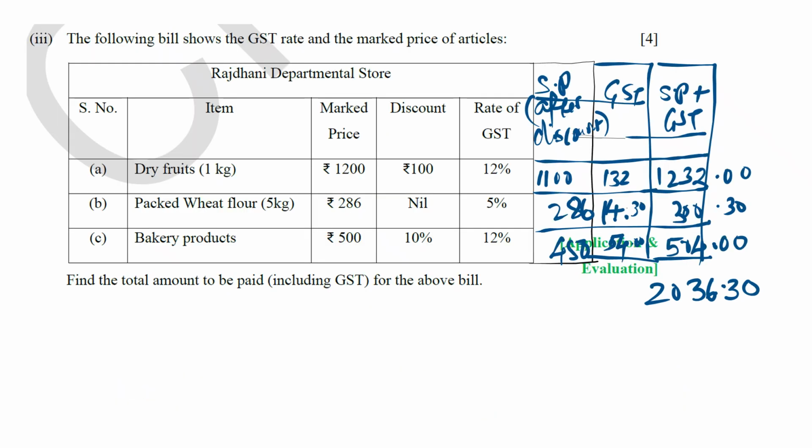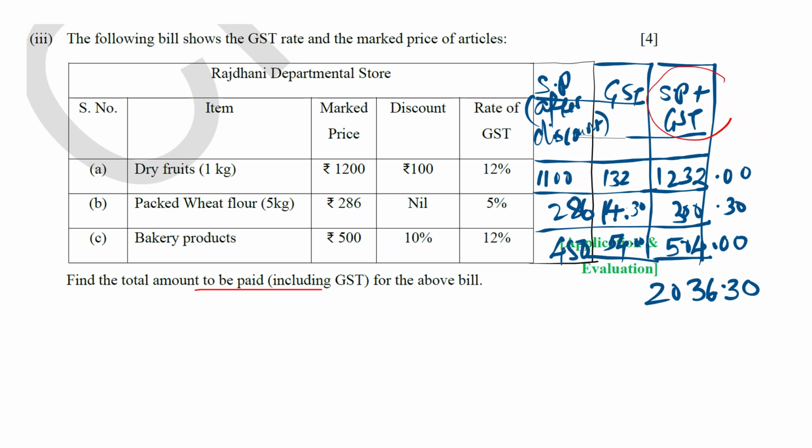Now you have been given the mark price of 1 kg of dry fruits. You have given a discount of 100 rupees and the GST rate is 12%. You have to calculate the total bill amount. What we have to calculate? The total bill amount. How will you do it? You create such a table. You have the selling price after discount. So mark price 1200, discount is 100. So selling price will be 1100. 12% of that 1100 becomes 132, and then selling price plus GST.